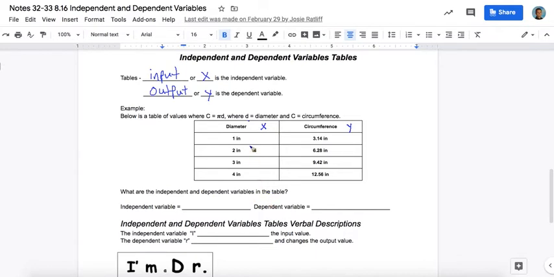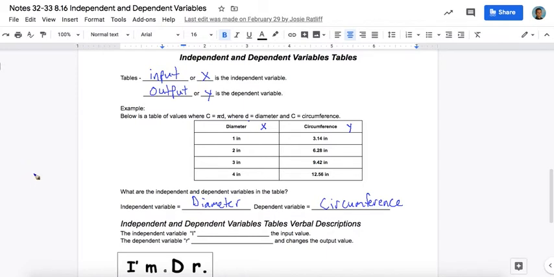Well, since you are plugging in the diameter, and that changes the circumference, that means the circumference depends on what the diameter is. So that makes the diameter the independent variable, and the dependent variable is the circumference. Okay, you're plugging in a diameter, and the circumference is what the equation equals. So look back at this.